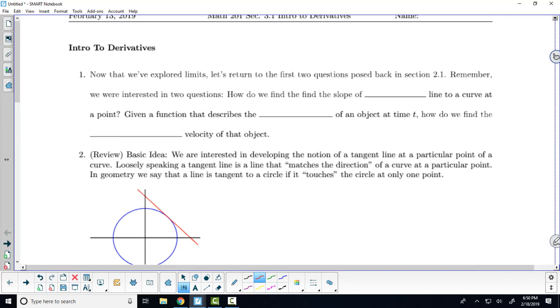Okay. All right. So remember, we asked the question: how do we find the slope of a tangent line to a curve at a given point? And then suppose we're given the position function of an object. How do we find the instantaneous velocity? It's just the word instantaneous goes there.